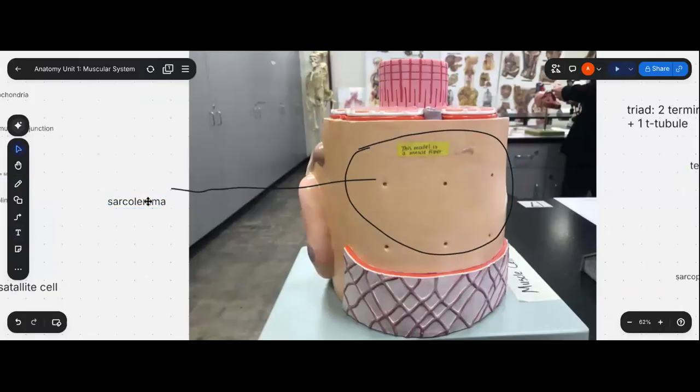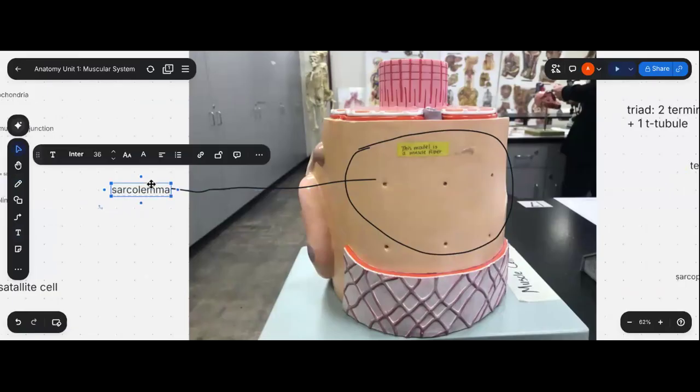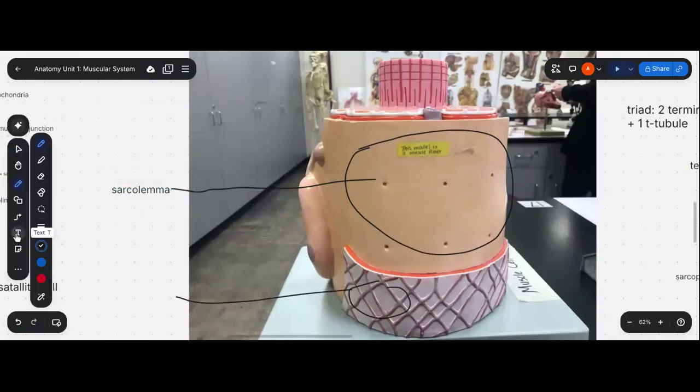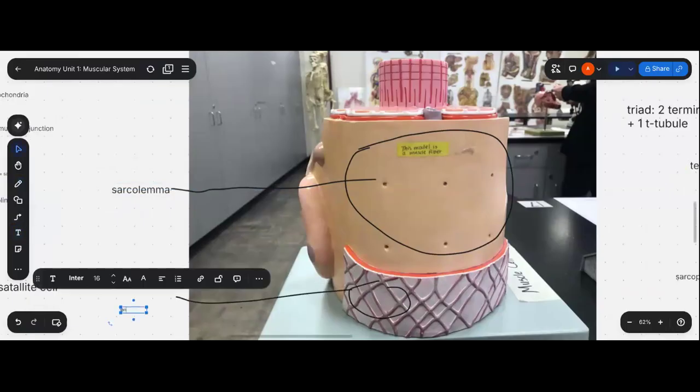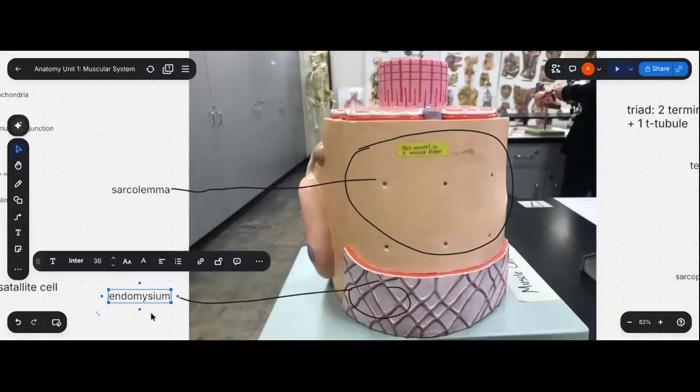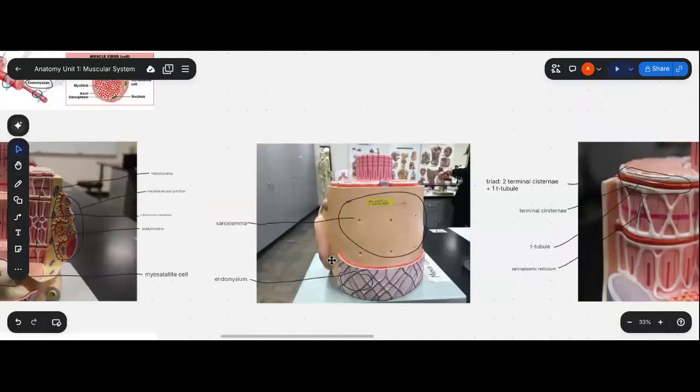And then on the outside, where you have this kind of purple, it also looks a little bit webbed. That is going to be your endomysium. Endomysium. And that is kind of like the wrapping around everything.